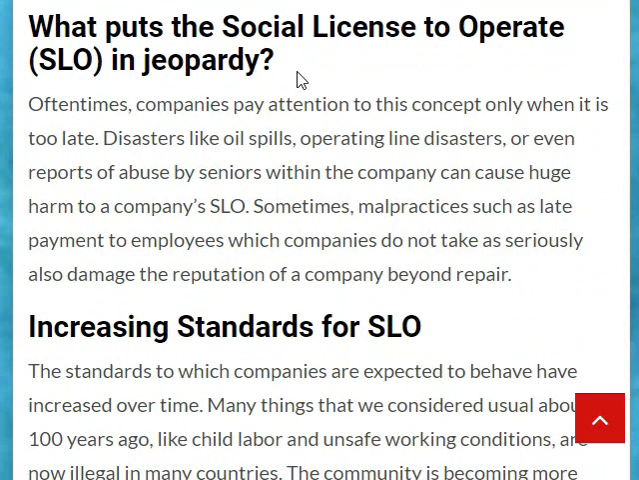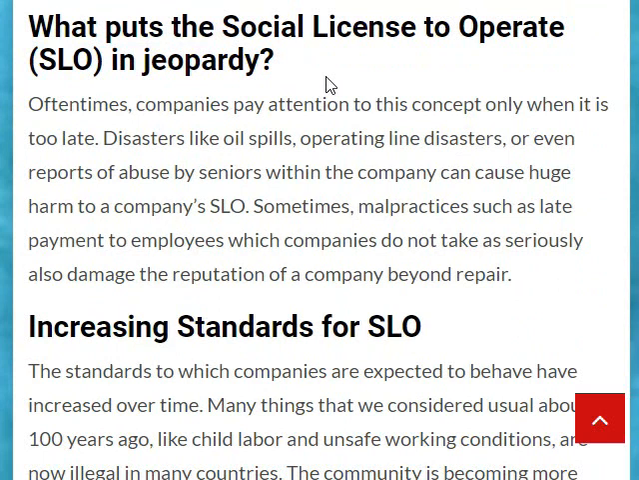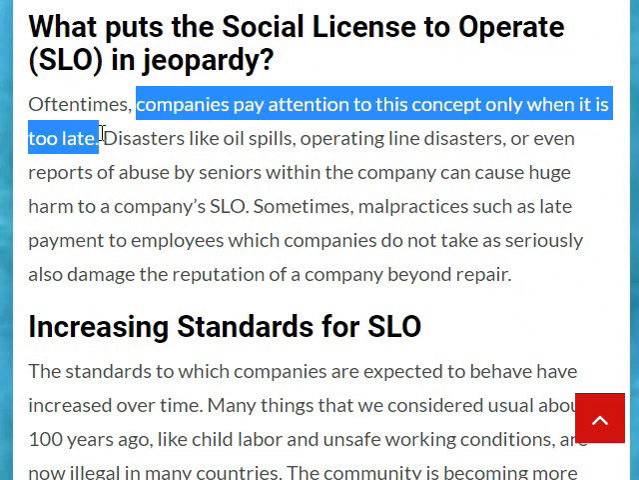What might put a social license in jeopardy? What might affect or take away your social license? This is something which companies realize when it's often too late.